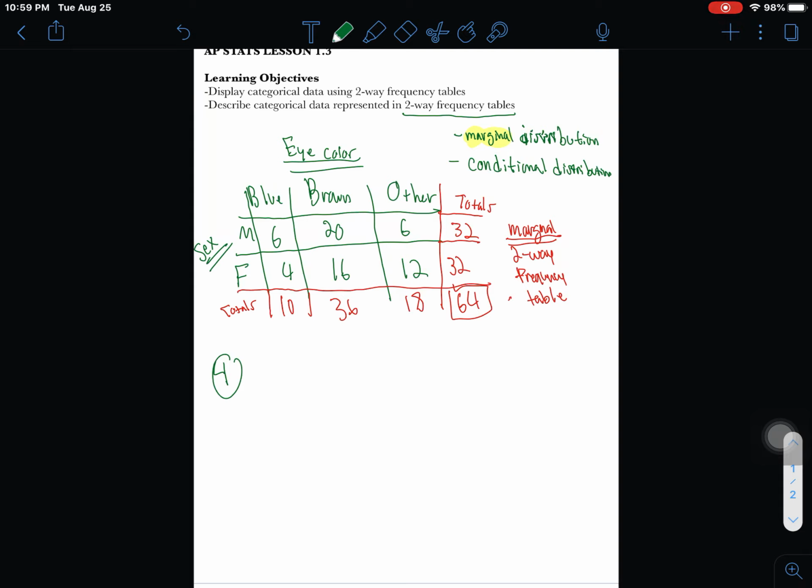So number 4, let's go with, what's the marginal distribution of eye color? So what is the marginal distribution of eye color?